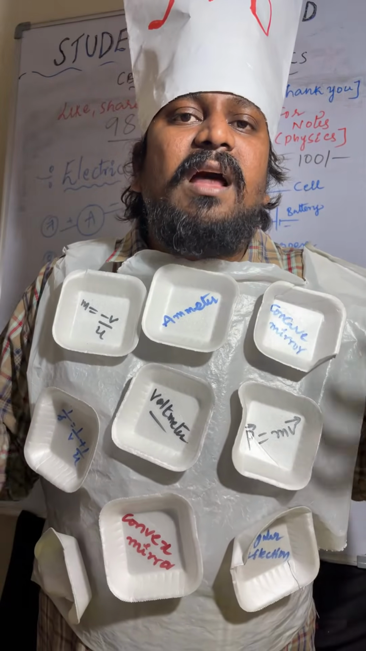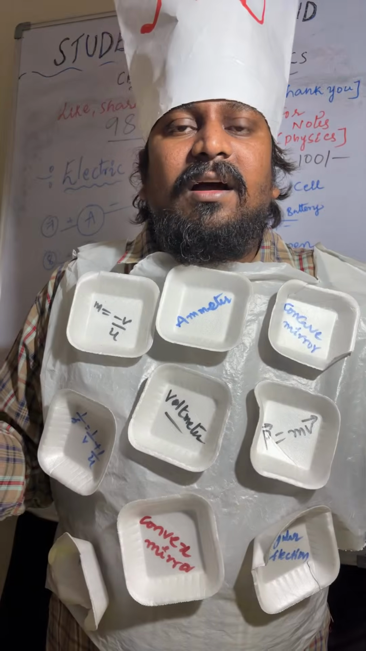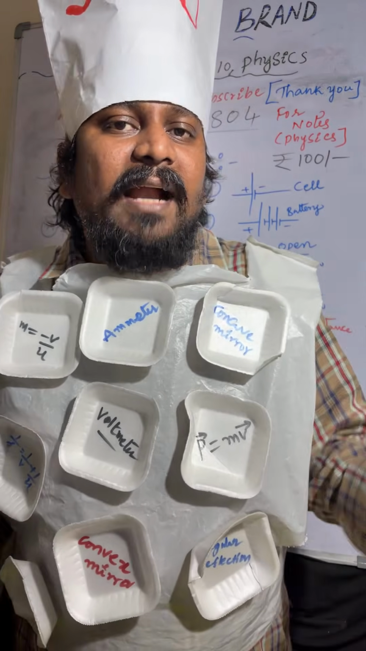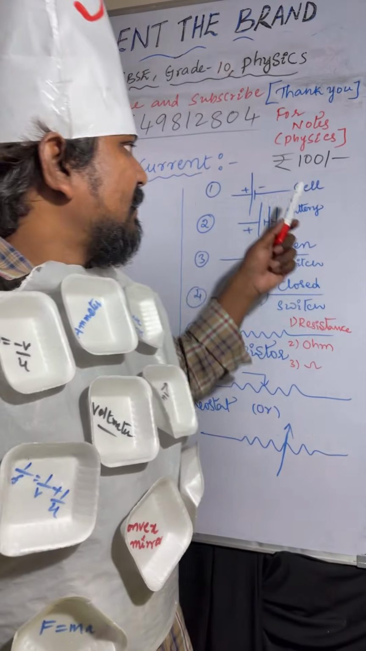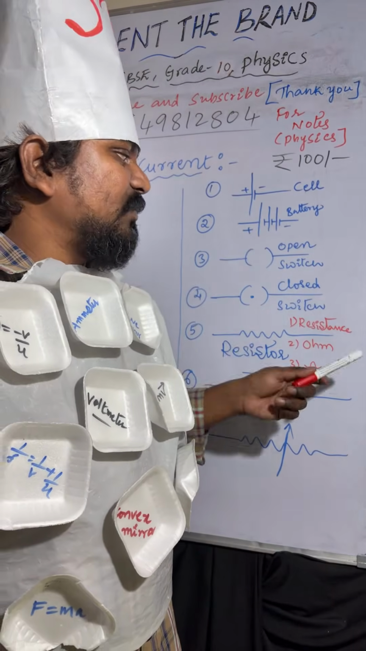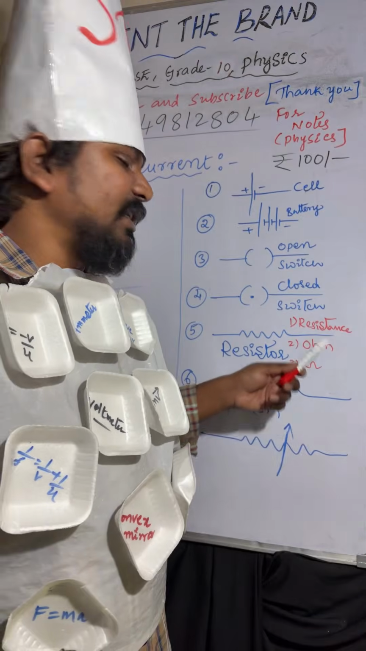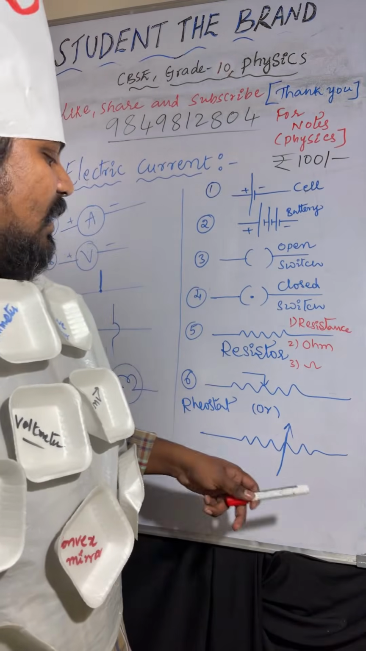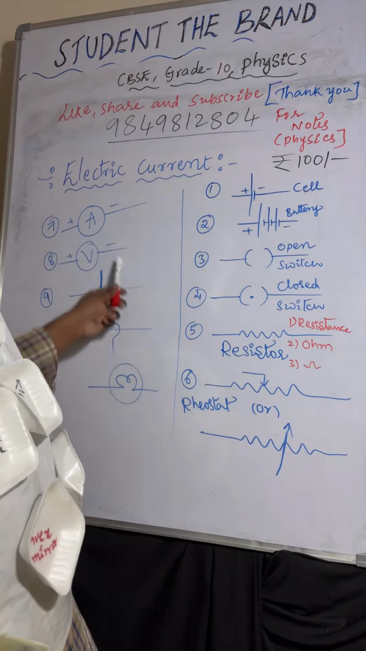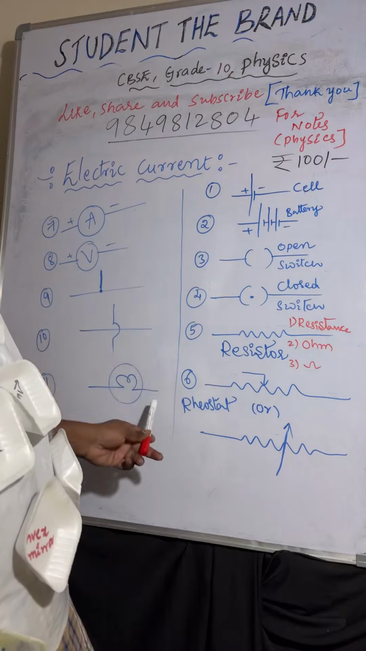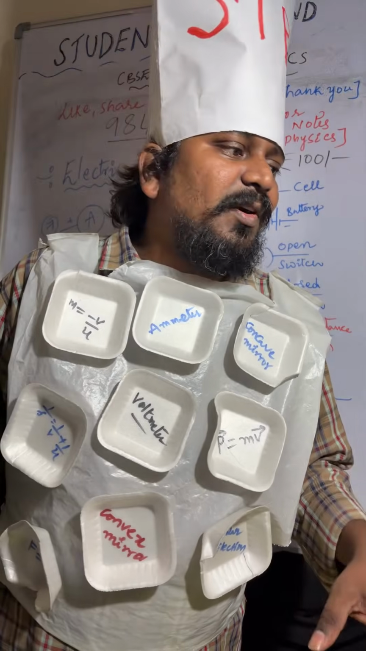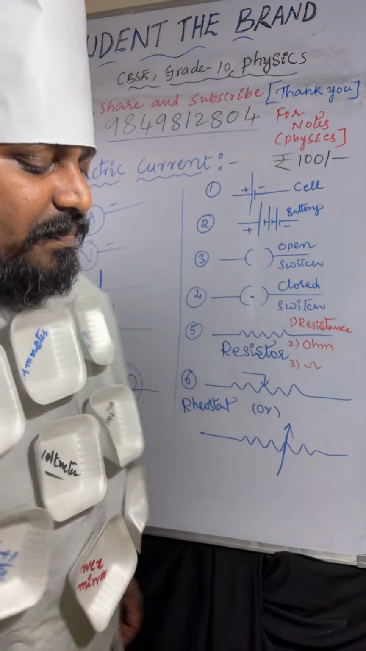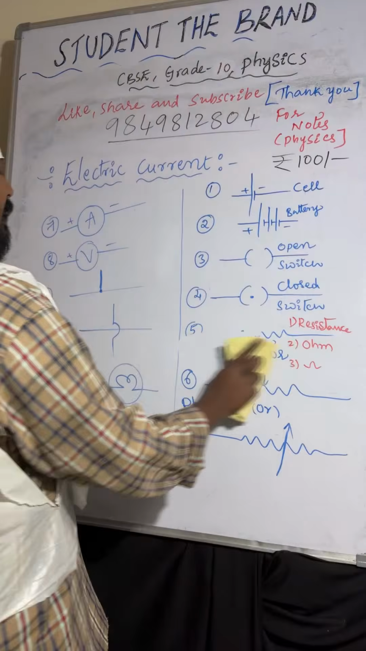Now, once again, all the points: cell, battery, open switch, closed switch, resistor, rheostat, ammeter, voltmeter, wire joining, wire crossing, and bulb. So now we will discuss about electric circuit.